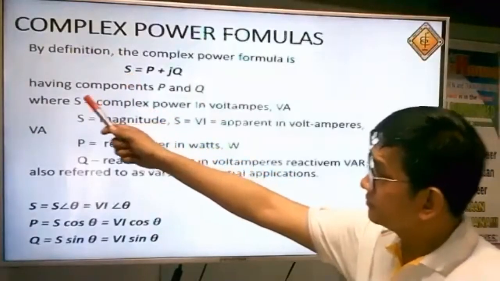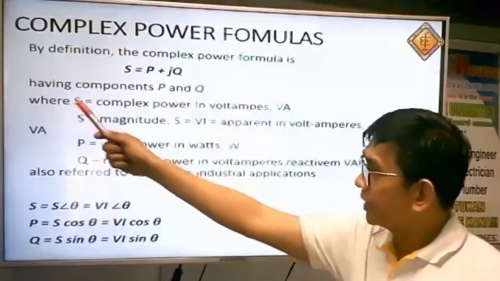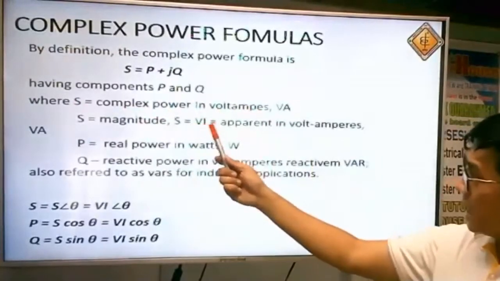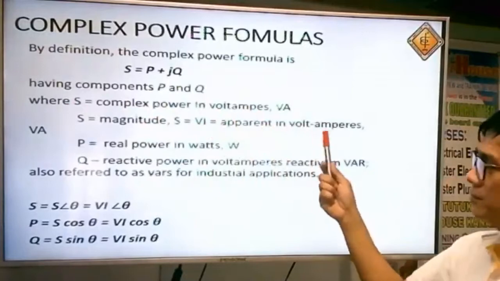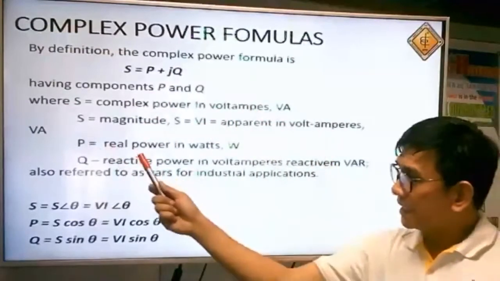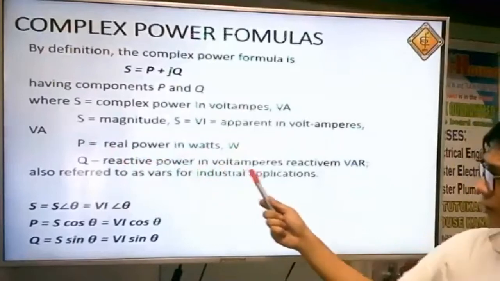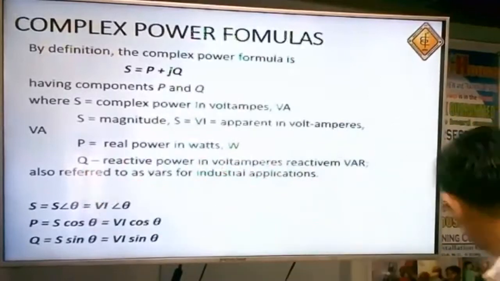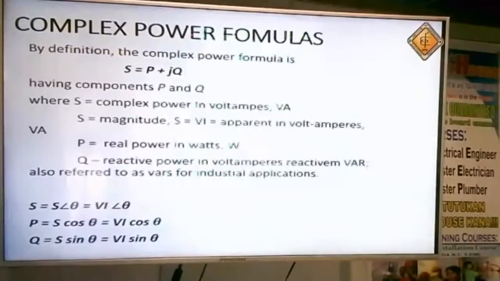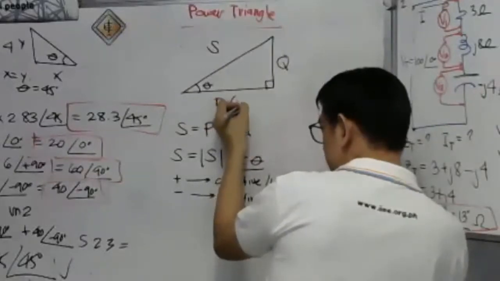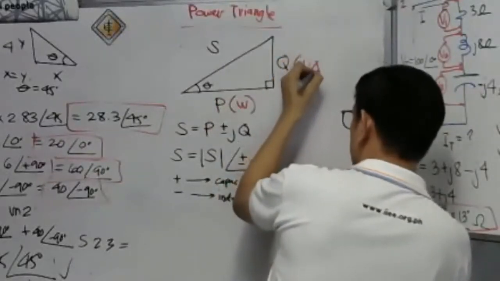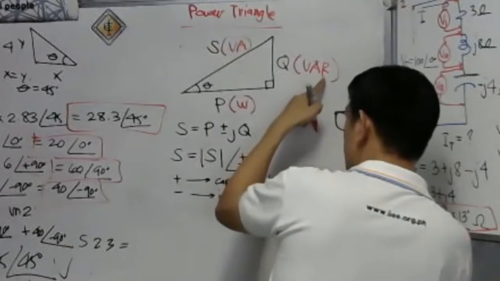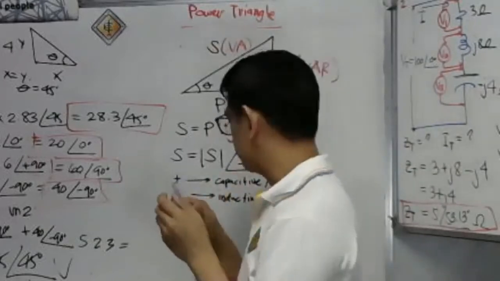Now, take a look here. The S, having components P and Q, is the complex power in volt amperes, VA. S is equal to VI, voltage times current, that is the apparent power in volt amperes. P is the real power in watts, Q is the reactive power in volt ampere reactive, or var, that is the unit of Q. Remember, the real power is in watts. The reactive power is in var or vars. This is the volt ampere. We mean volt ampere reactive.